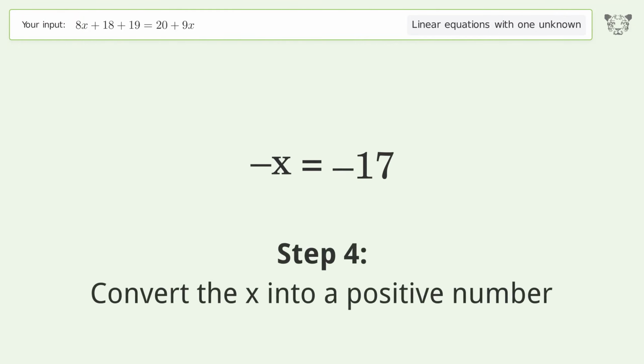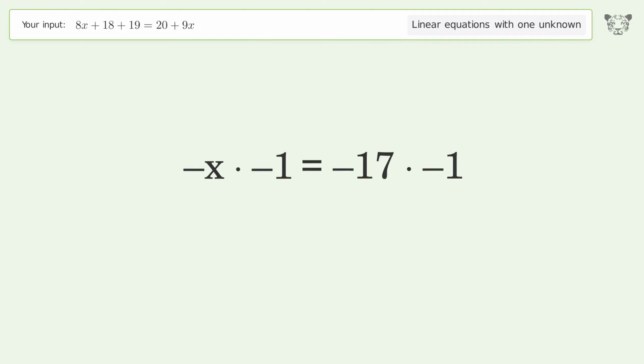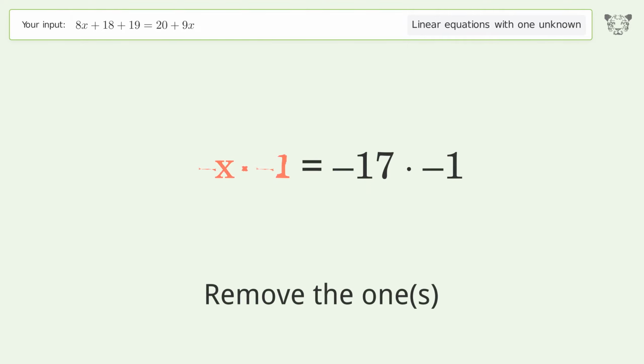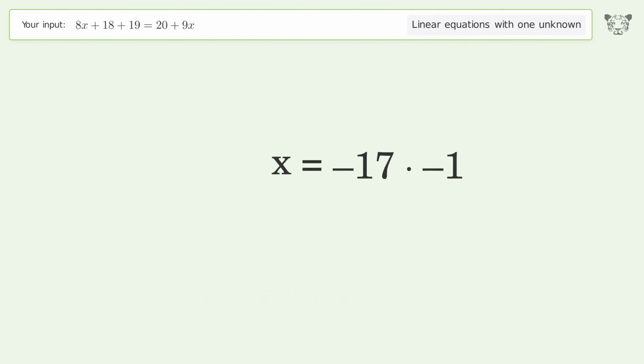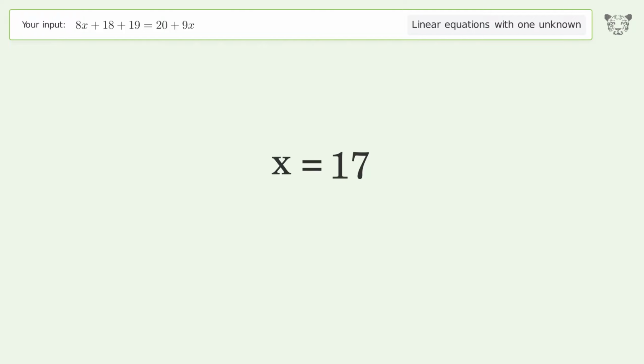Convert the x into a positive number. Multiply both sides by -1. Remove the ones. Simplify the arithmetic. And so the final result is x equals 17.